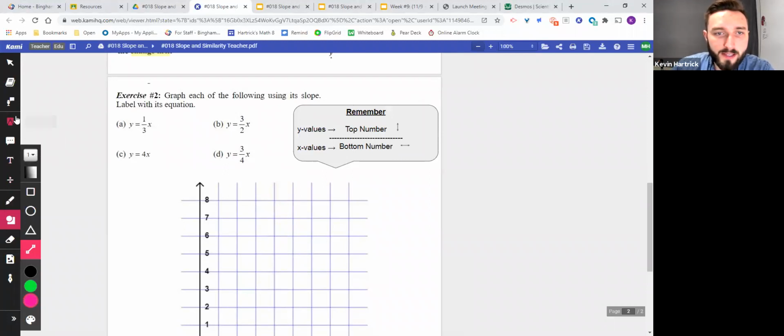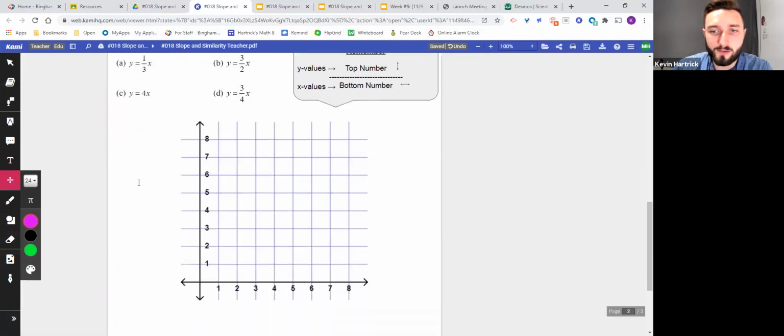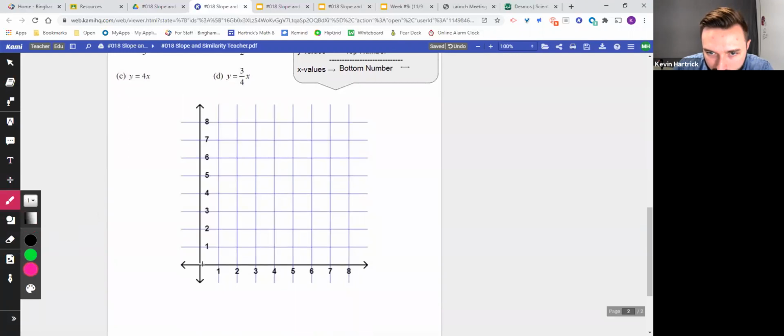Well, first of all, this is written in the same type of equation as a proportional relationship, because remember, proportional relationships are y equals kx, right? So what is the k in the case of A? It's 1/3, right? So we know that if it's written in that form, we start at 0, 0. So I can automatically start at 0, 0. And actually, all of these are going to start at 0, 0, because they're all written in that same form, y equals kx.